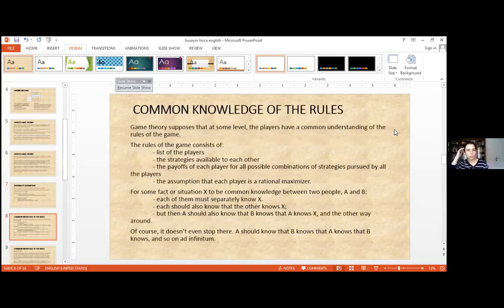Another assumption is common knowledge of the rules. Game theory supposes that at some level, the players have a common understanding of the rules of the game. In some games, like chess and sports, rules are fixed, but in many of the games that we encounter daily, rules aren't fixed. An example of this may be parents constantly making up rules for their children, and they can change the rules. They can manipulate them. So since the rules of the immediate play can be manipulated, there's another game being played at a deeper level.